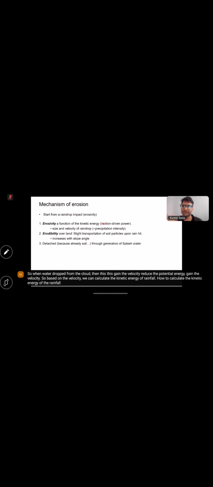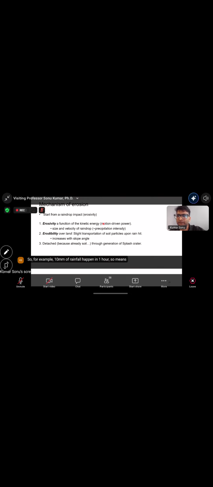How do we calculate the kinetic energy of the rainfall? Kinetic energy of the rainfall totally depends on the intensity of the rainfall. Intensity of the rainfall is the amount of rainfall divided by time. For example, if 10 mm of rainfall happens in 1 hour, the intensity is 10 mm per hour, right? So high intensity rainfall can create more erosion. Low intensity rainfall cannot create huge erosion.